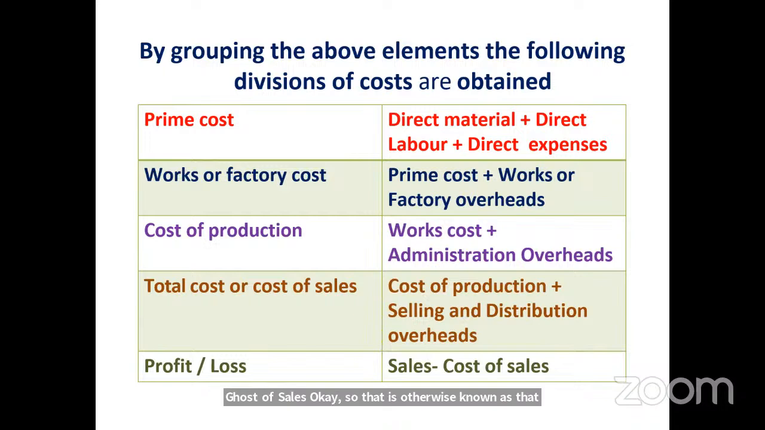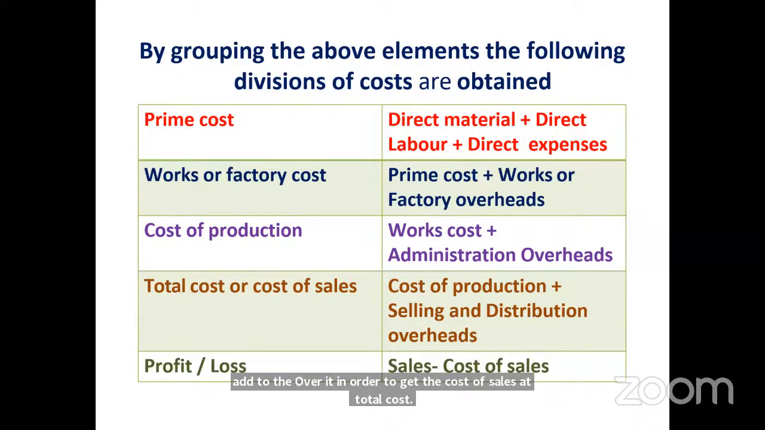Total cost of the product produced during a particular period is cost of production plus selling and distribution overheads. Here research and development overhead is not there, so we are not taking it. If research and development overhead is there, then we can also add it in order to get the cost of sales or total cost.